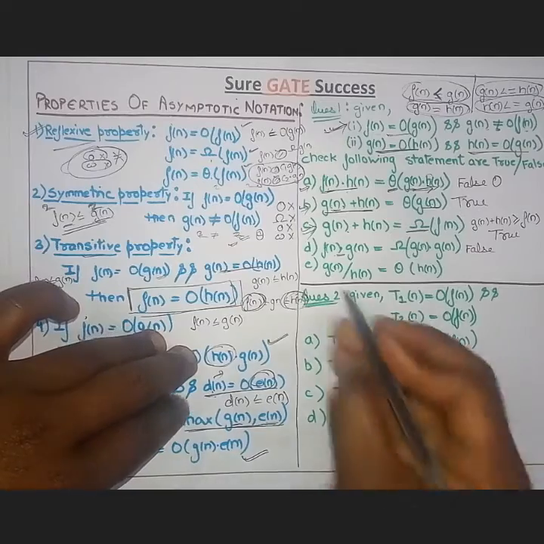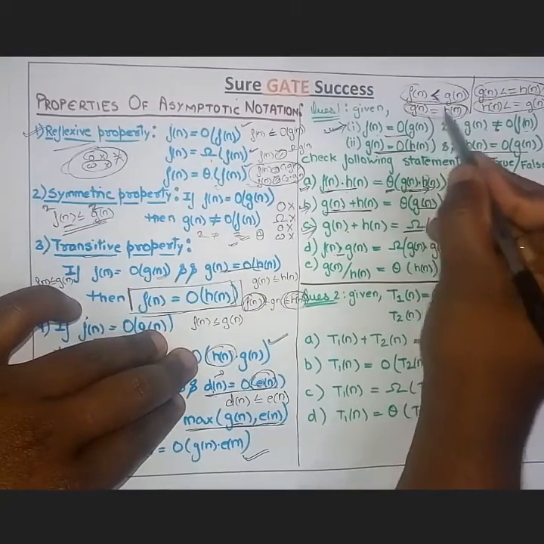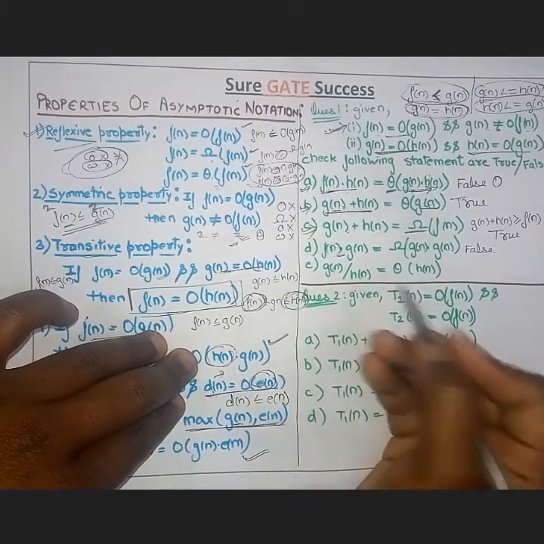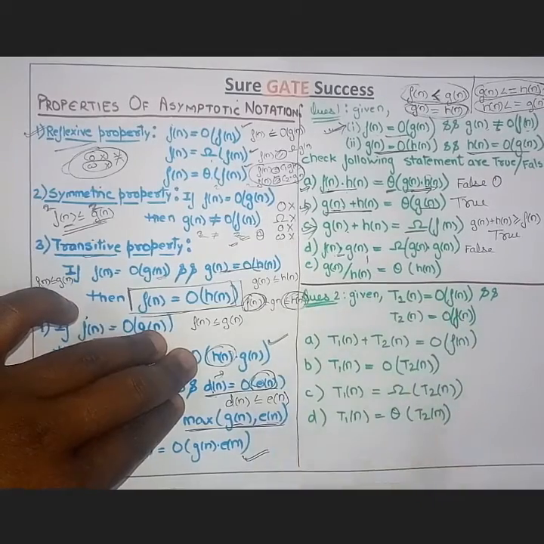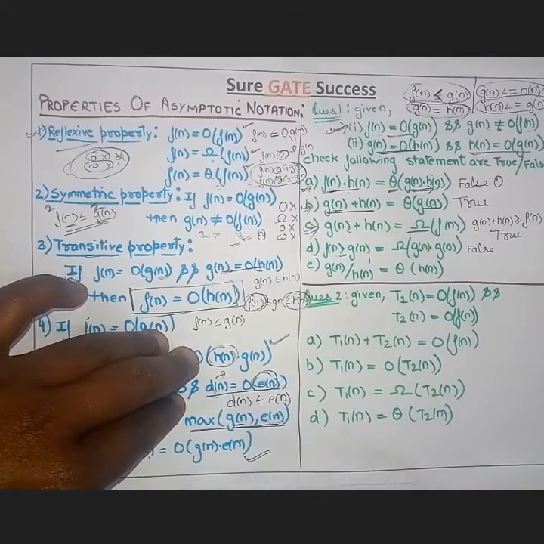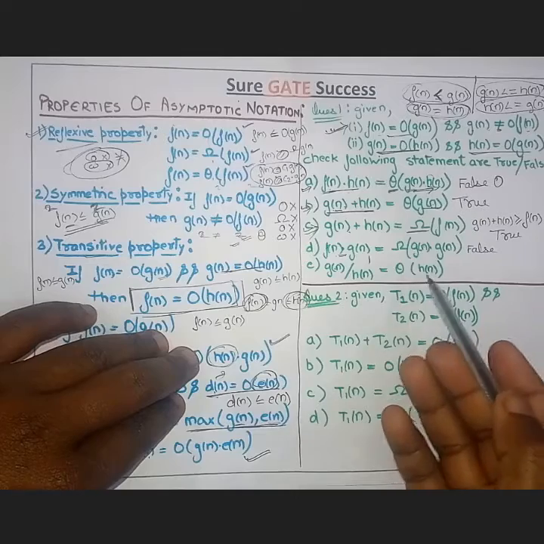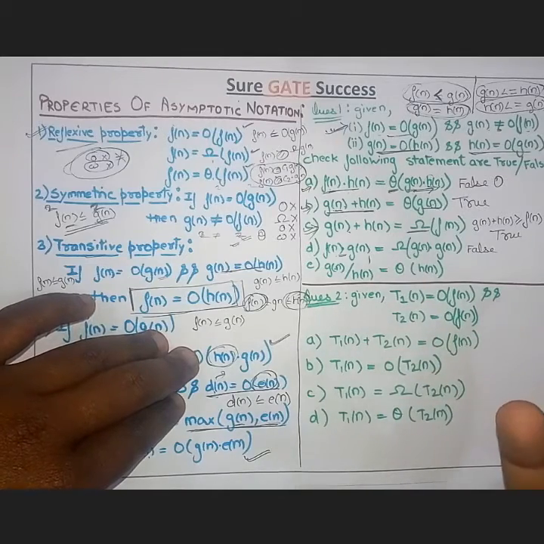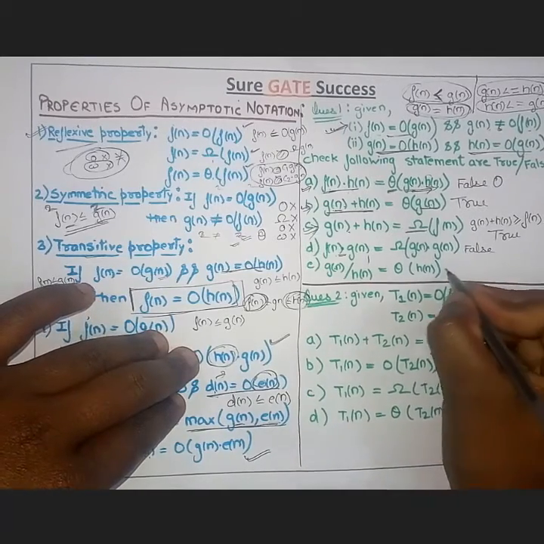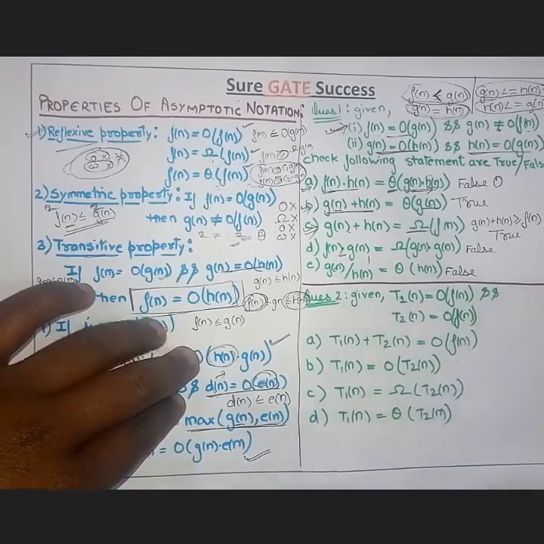And in the E option, what we have is that g(n) is equal to h(n). If these both are equal, what will be here? It will be 1. And he is saying that 1 is equal to h(n) and h(n) is equal to 1, which is not possible. So here we can declare that this statement is also false.